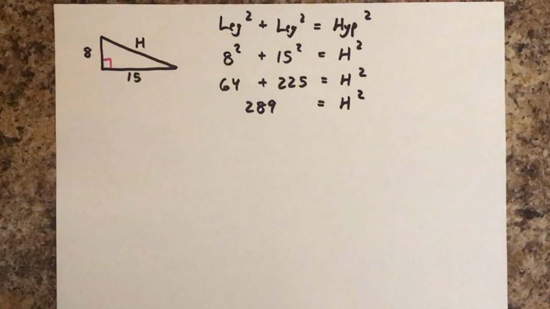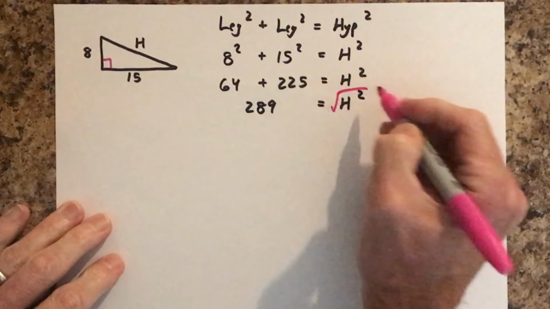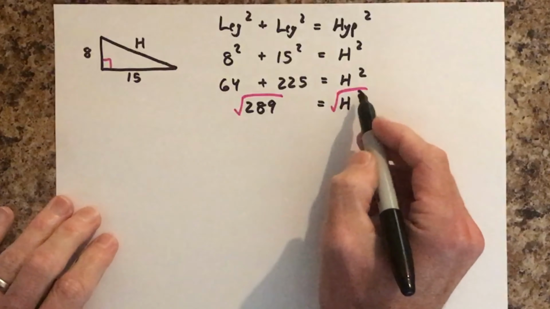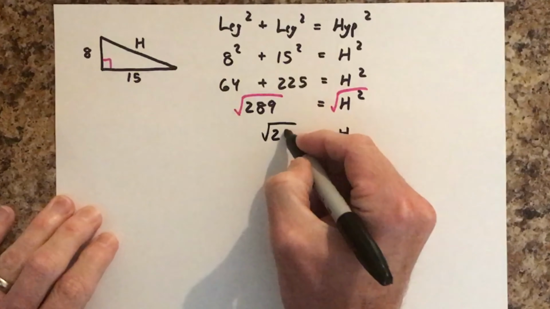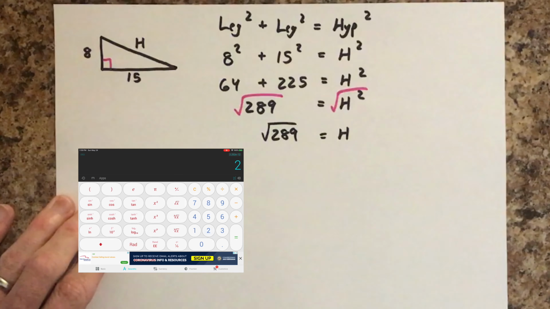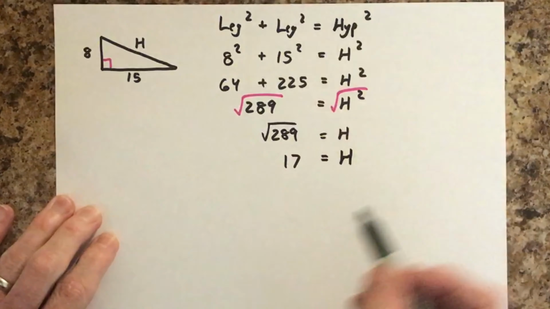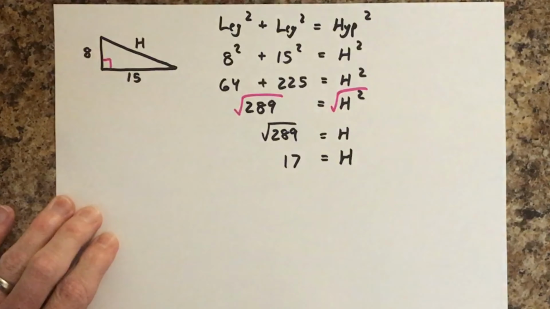We take the square root. So what we want to do now is take the square root of both sides of the equation. Since squaring and square rooting undo each other, h is the square root of 289, which, on a calculator, you can determine is 17. So, the length of the hypotenuse of this right triangle is 17 units long.